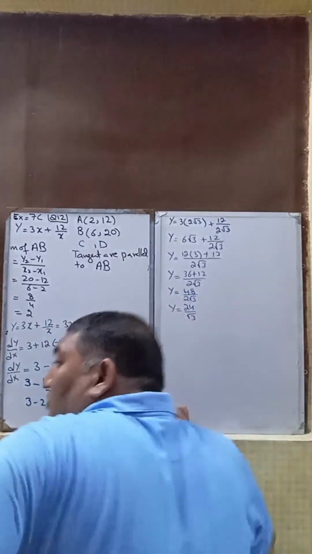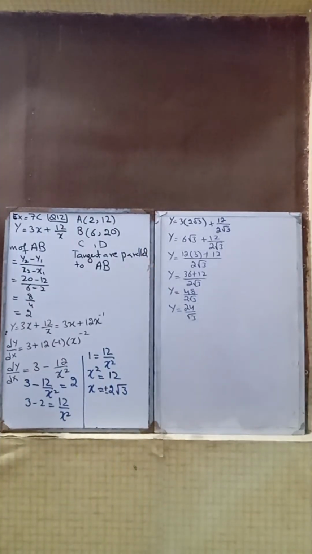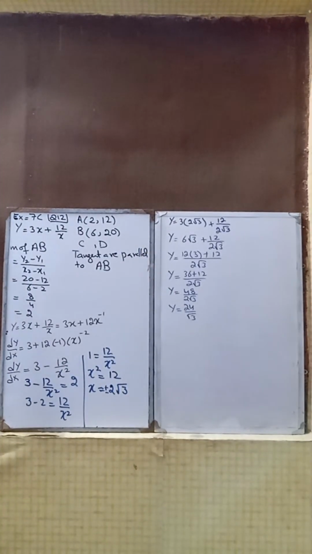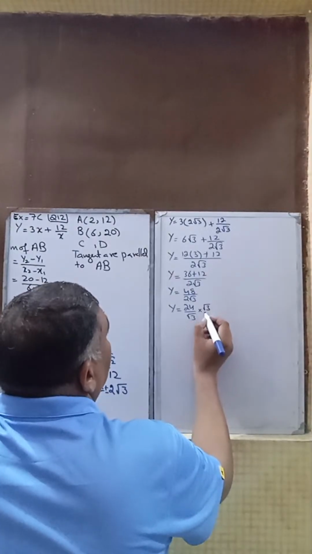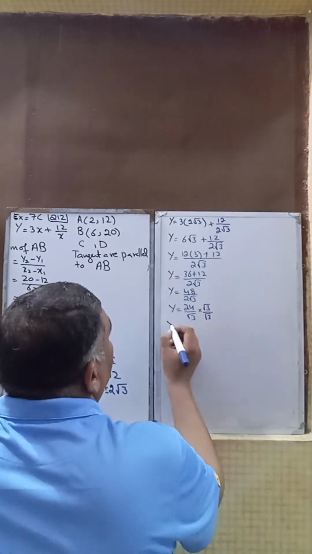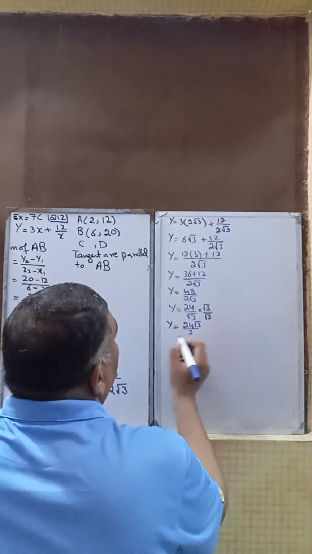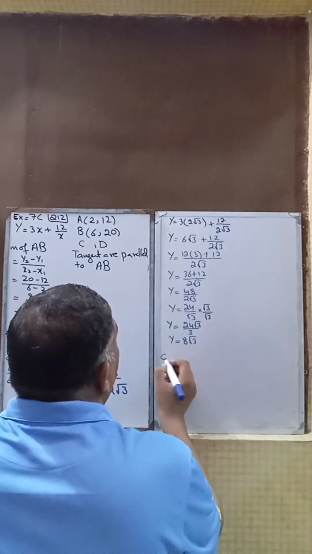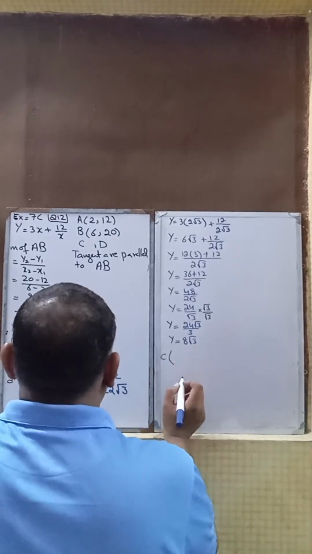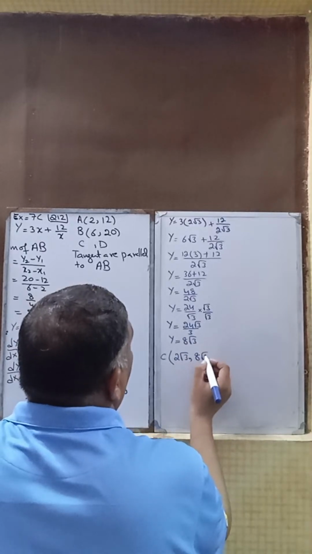So for the coordinates of that point, you can rationalize it. To rationalize, I will multiply by √3 divided by √3. So this will become 24√3 divided by 3, so that is 8√3. So the point C will be (2√3, 8√3).